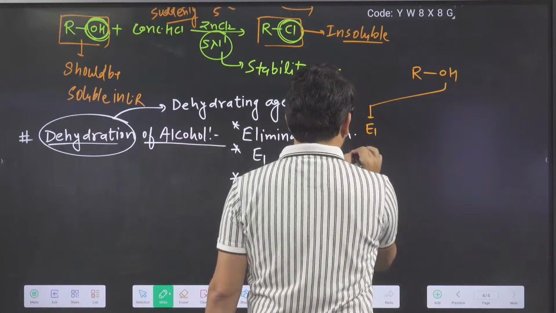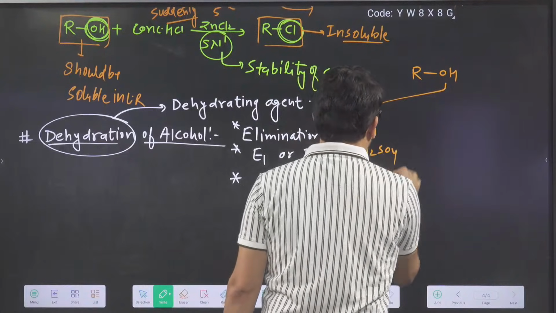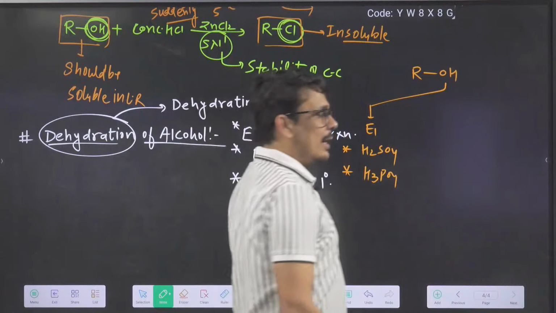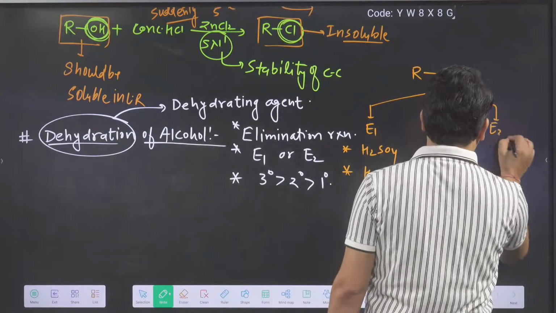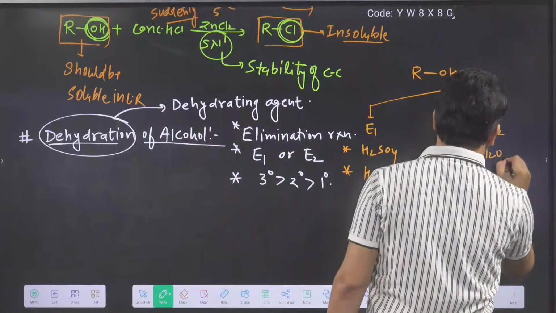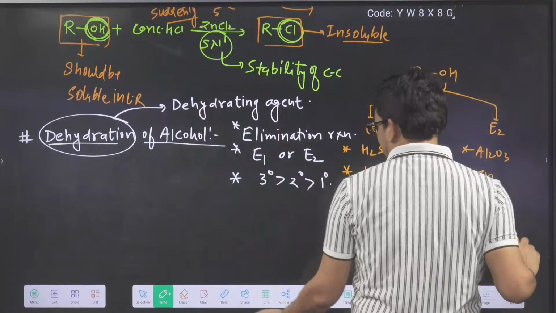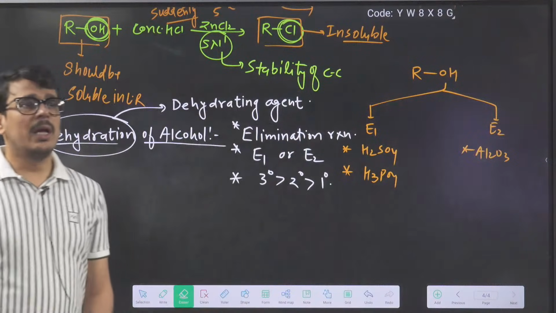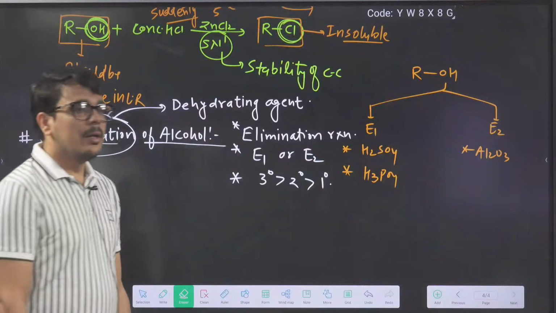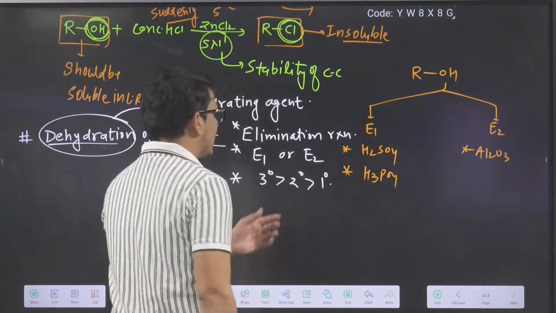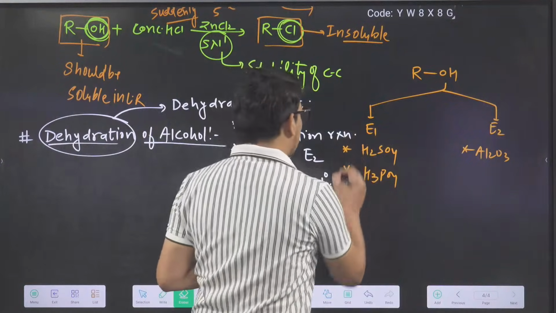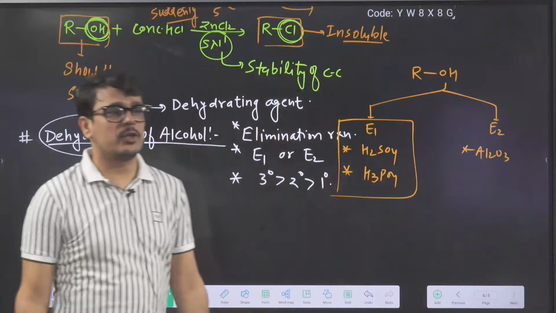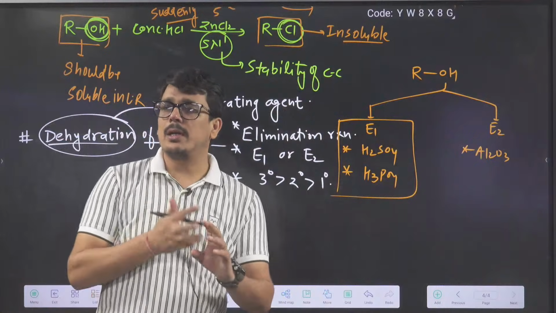In general, alcohols, E1 means what? Most of the time you will find concentrated H2SO4, or maybe H3PO4. And if suppose this is E2, then here maybe you will find Al2O3, or maybe anhydrous ZnCl2. Clear to everyone? This is the preferred way, but in the E1 case it may be either concentrated H2SO4 or concentrated H3PO4.